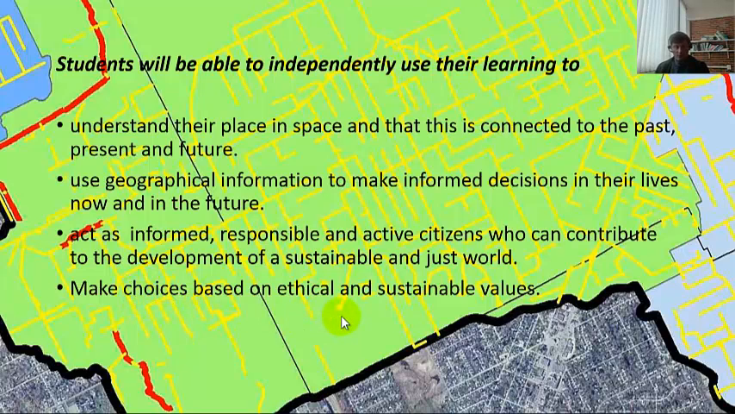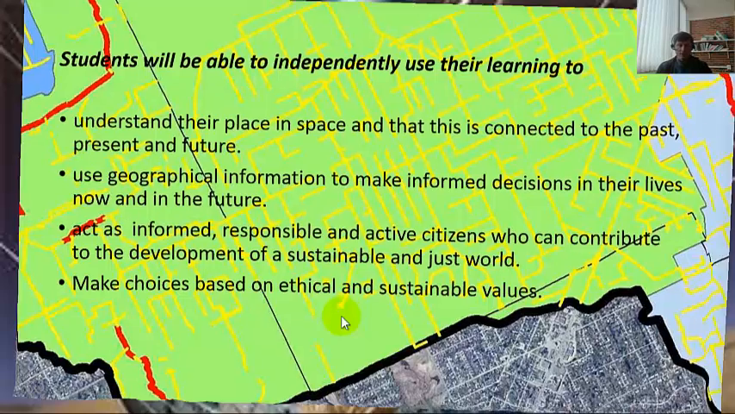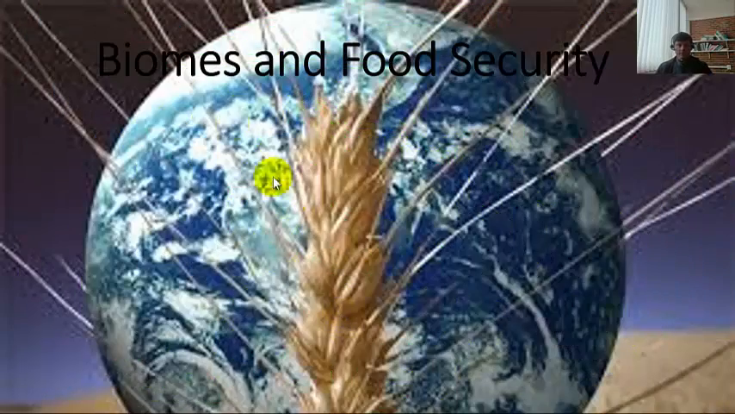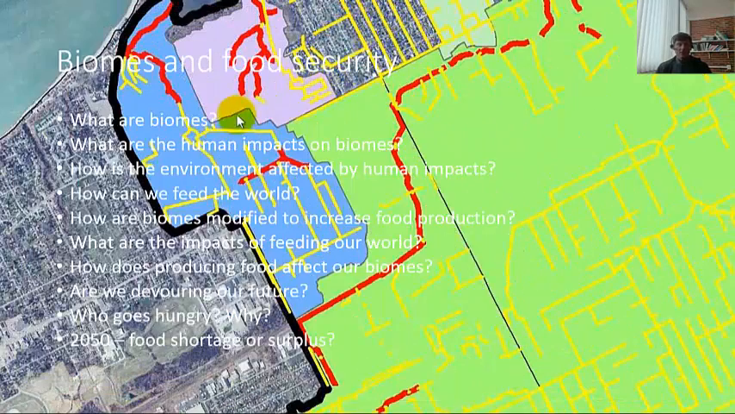Now let's have a look at the Grade 9 course. The first element of that course is to do with biomes and food security. In particular, these are sorts of the questions that they might ask while studying the course.